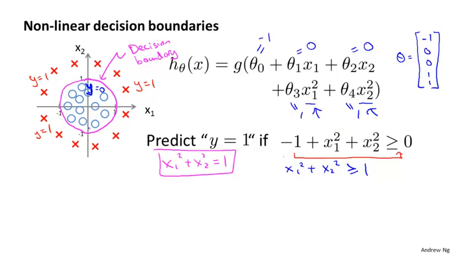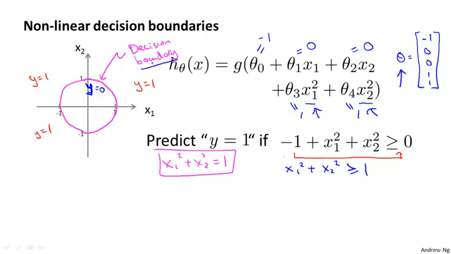Once again, the decision boundary is a property not of the training set, but of the hypothesis and of the parameters. So long as we're given my parameter vector theta, that defines the decision boundary, which is the circle. But the training set is not what we use to define the decision boundary. The training set may be used to fit the parameters theta. We'll talk about how to do that later. But once you have the parameters theta, that is what defines the decision boundary. Let me put back the training set just for visualization.